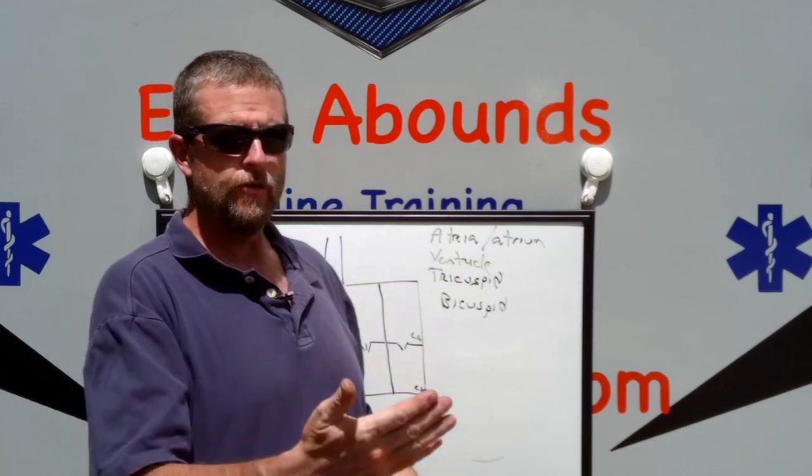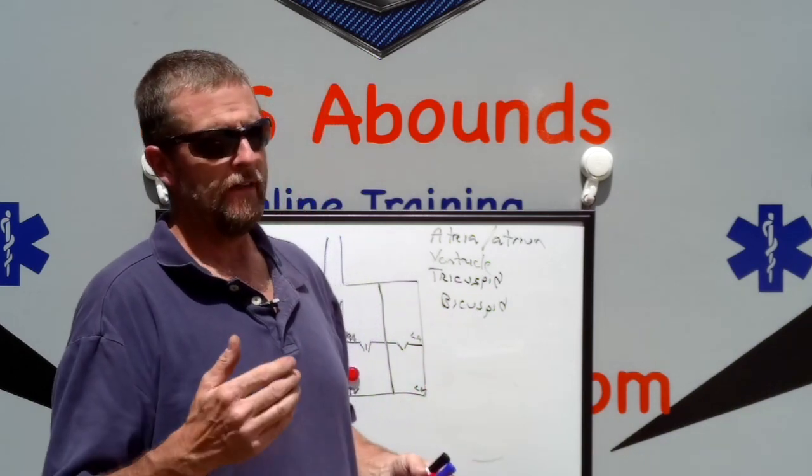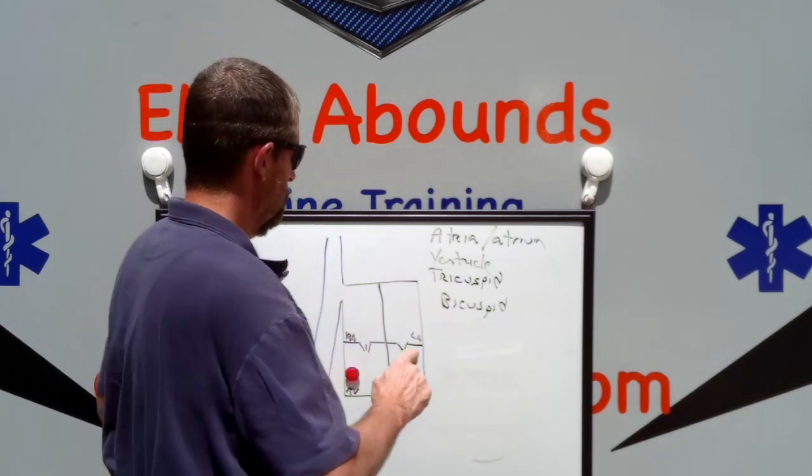Veins lead to the heart, arteries lead away from the heart. So we have to have an artery to go to the lungs.